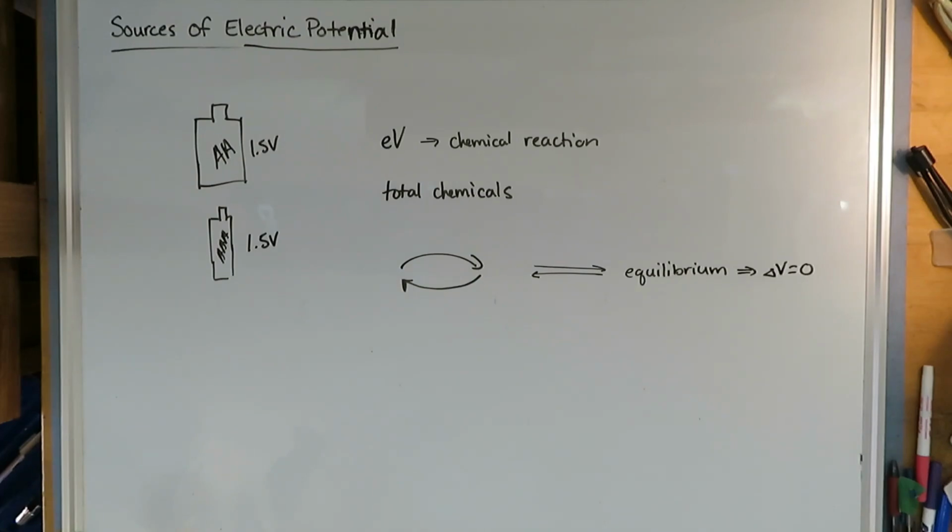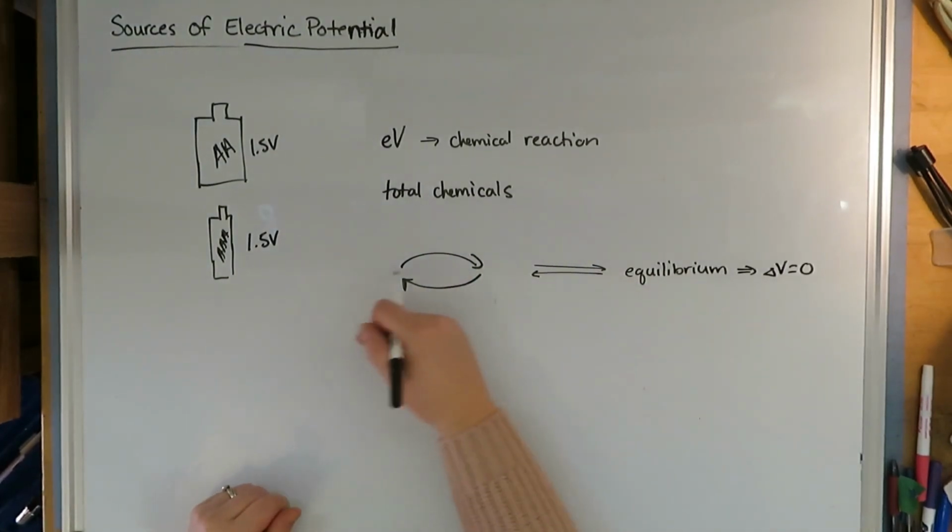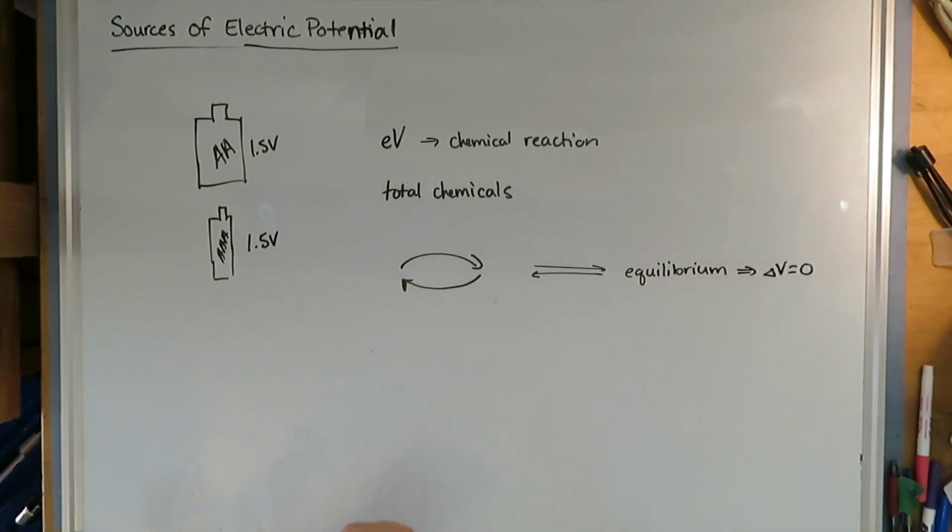So that's why rechargeable batteries are nice, because you can keep forcing the reaction to go back in the opposite direction, and then it takes longer for it to establish equilibrium. But even a reversible battery will eventually establish equilibrium, where it will not go back and forth anymore.